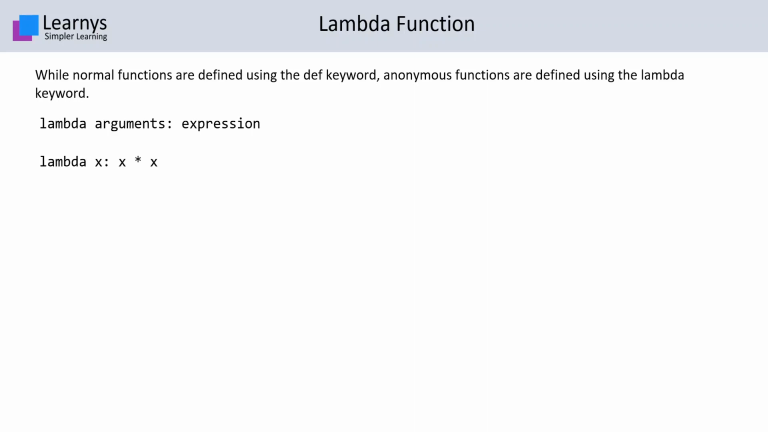So if we write lambda x : x multiplied by x, this is a single argument lambda function. It will return the square of the argument. If we write lambda x, y : x plus y, this has taken multiple arguments, but the expression is still single. So it is taking two arguments and it is returning the sum of the arguments. This is how you can use lambda functions.